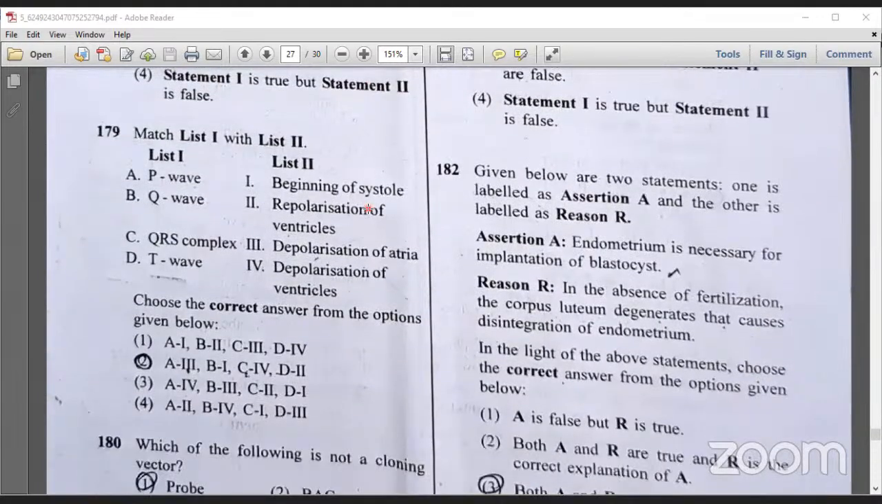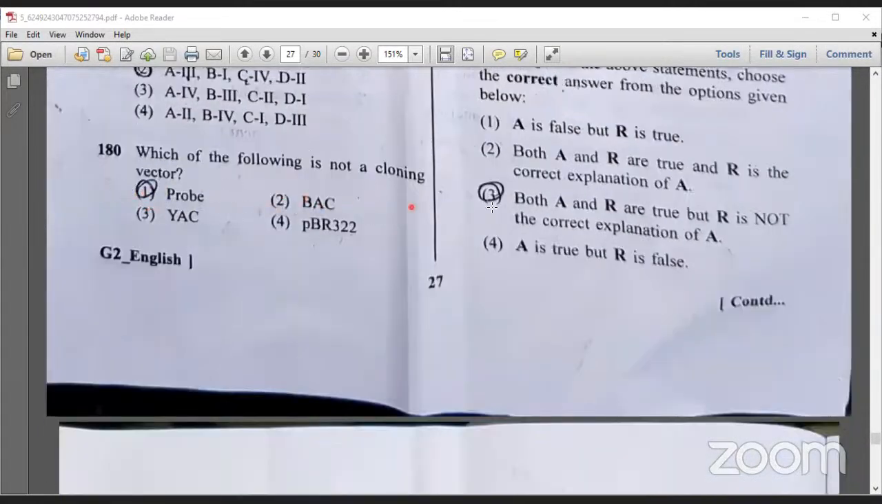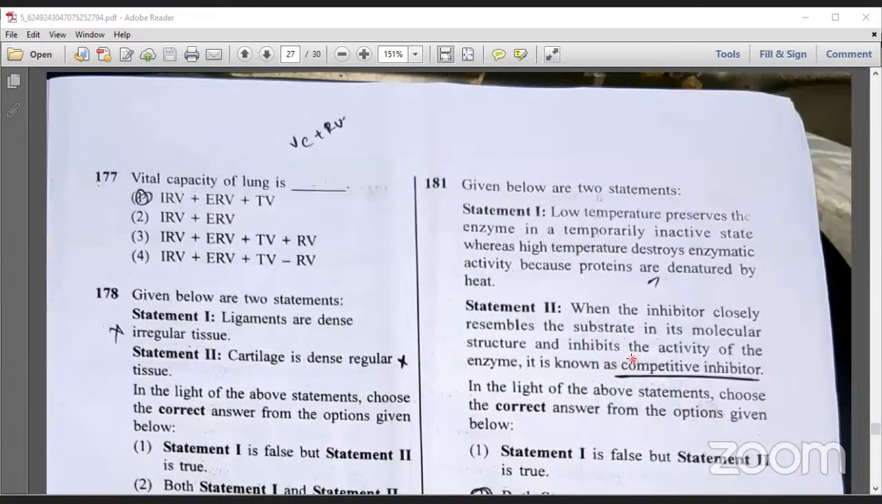And 179, we are supposed to match the waves. So P wave helps in depolarization of atria. A3, you got the match, right answer there. Q wave is the beginning of systole. QRS, depolarization of ventricles. T wave, repolarization of ventricles. And which of the following is not a cloning vector? We know yeast artificial chromosome, bacterial artificial chromosome, PBR322 are cloning vectors, whereas probe is not a cloning vector.